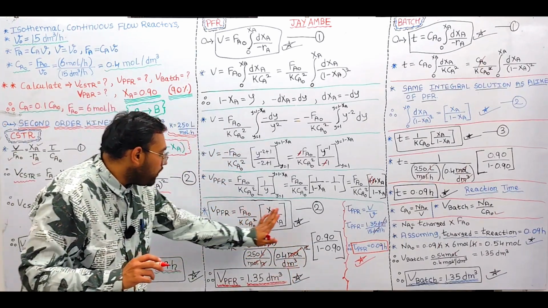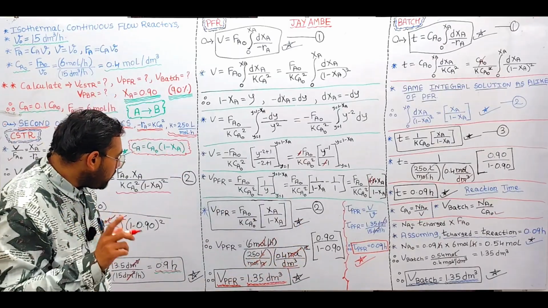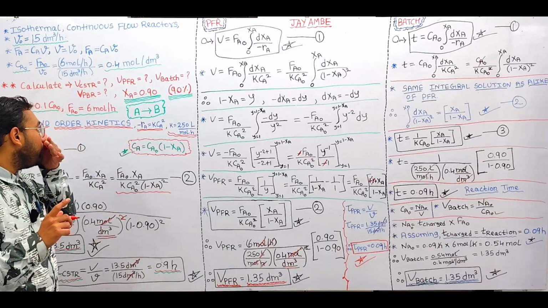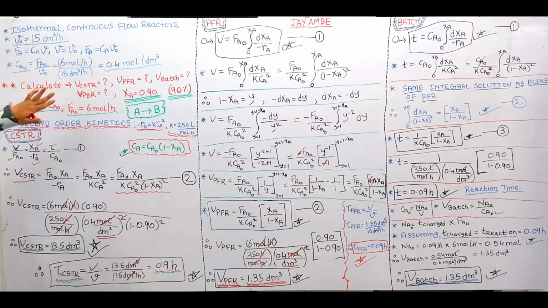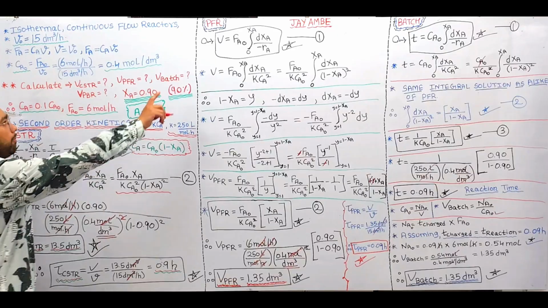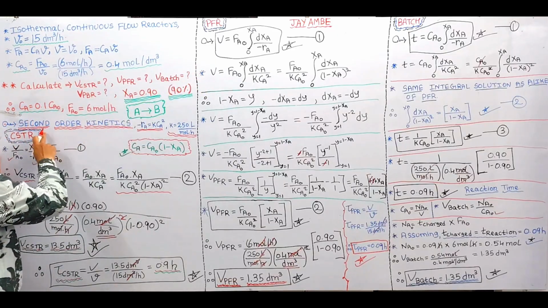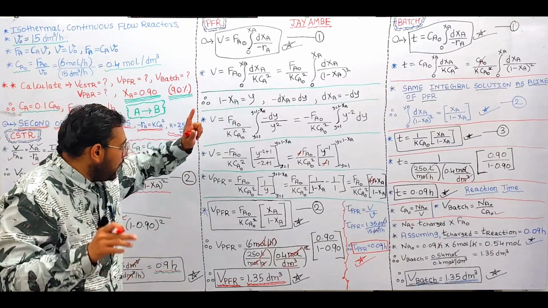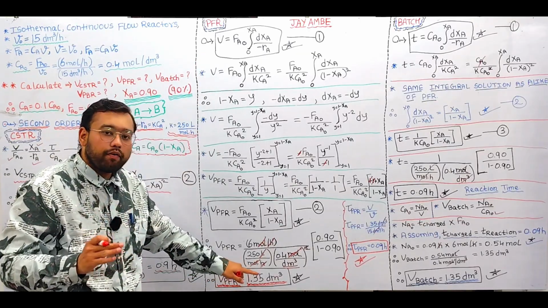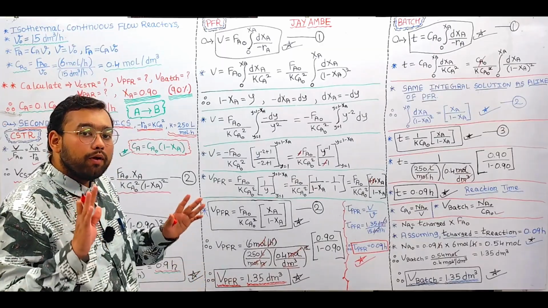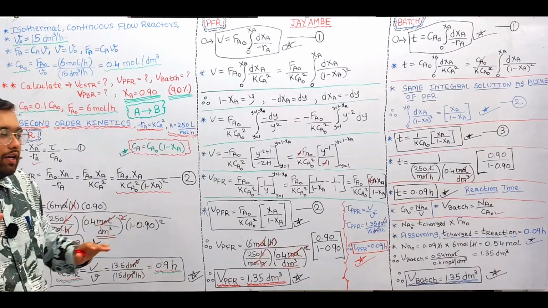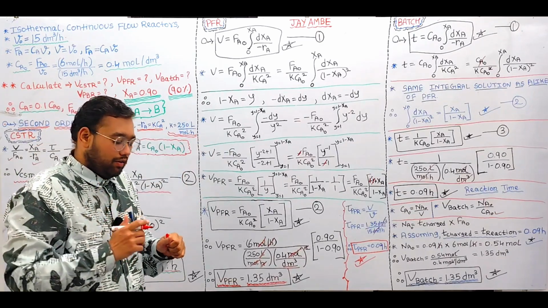So after solving these, you will get the answer as volume of the PFR is equal to 1.35 cubic decimeter. Which means by keeping all the operating parameters constant, we are carrying out the reaction in the plug flow reactor, and the reaction follows second order kinetics with the given rate law. Then by using the plug flow reactor, we require 1.35 cubic decimeter volume of the plug flow reactor in order to achieve the desired conversion of 90%, right? I hope you have understood, right?